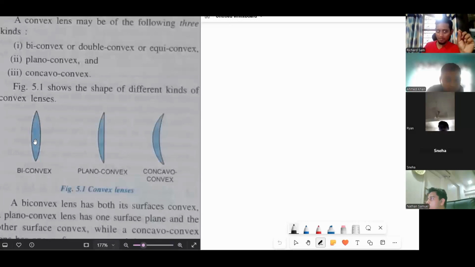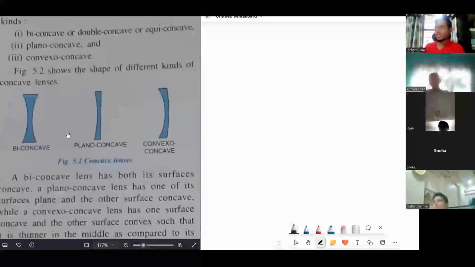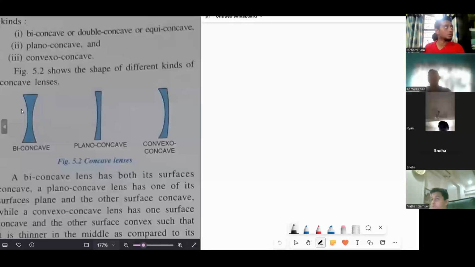So just once again, that's all you need to understand from the first part. A convex lens is thicker in the center, and at the edges it is tapered. Tapered means it becomes narrow. The second type of lens is the concave lens. Why is this concave? Because the middle portion is thin and the edges, top and bottom, are thicker.